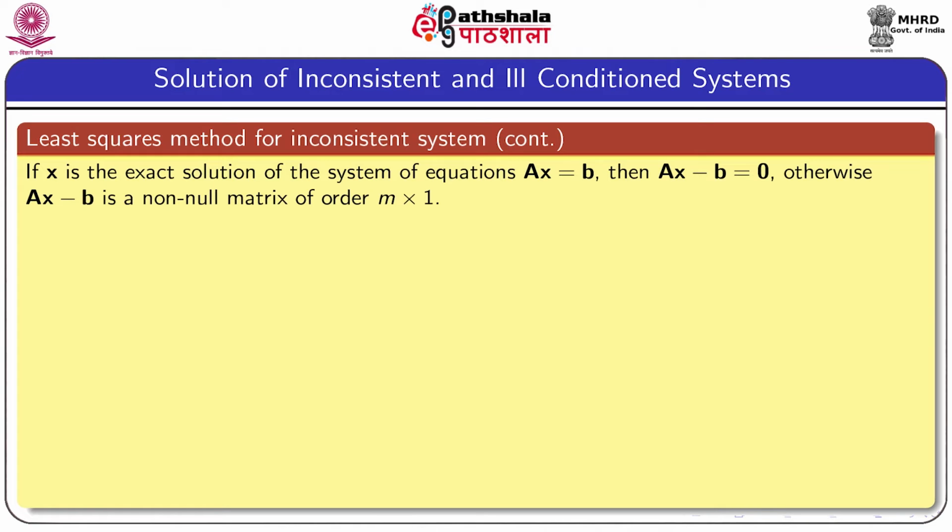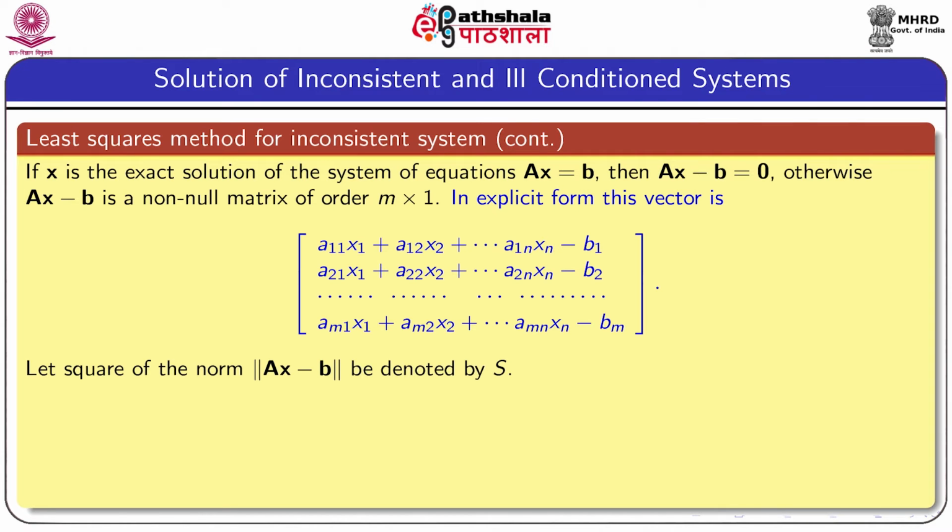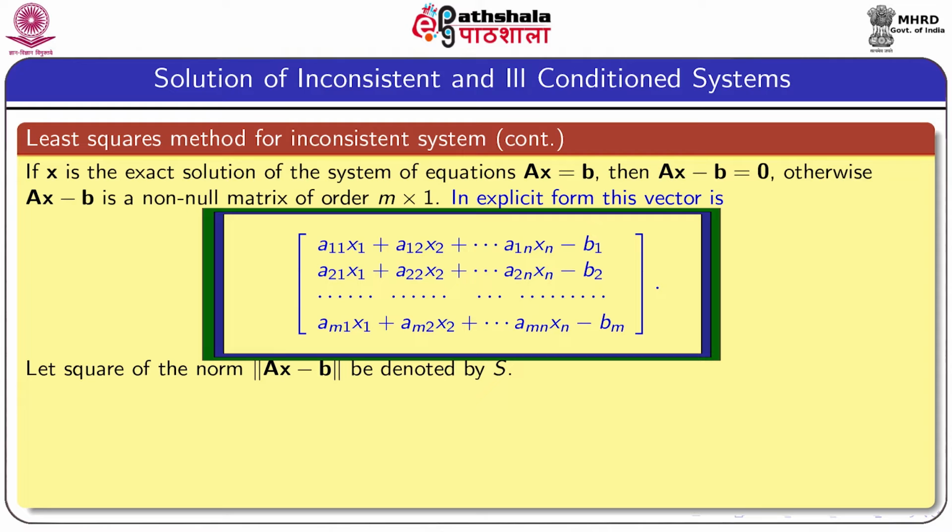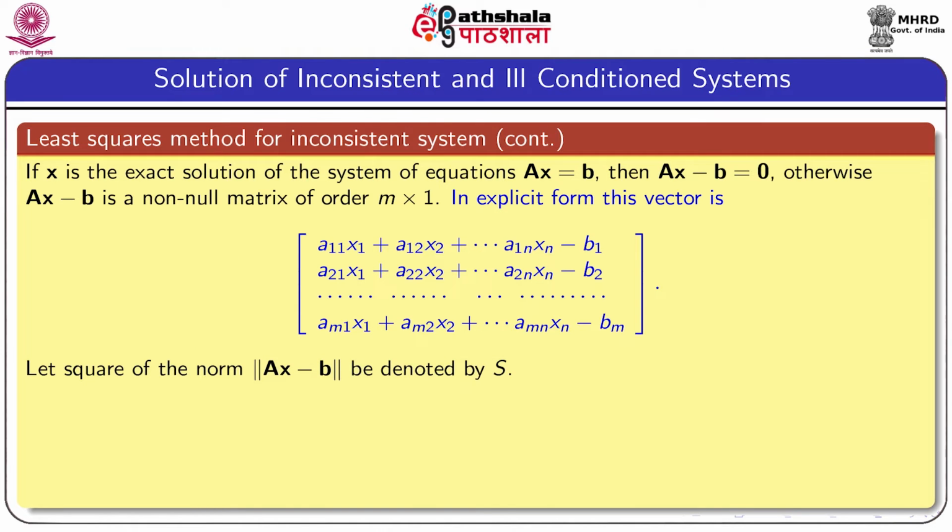If x is an exact solution of the system of equations Ax = b, then Ax minus b is a null vector, it is obvious. Otherwise, Ax minus b is a non-null matrix of order m by 1. In explicit form, this vector is this one. The first element is a11 x1 plus a12 x2 plus a13 x3 plus ... plus a1n xn minus b1, and similarly the other elements.